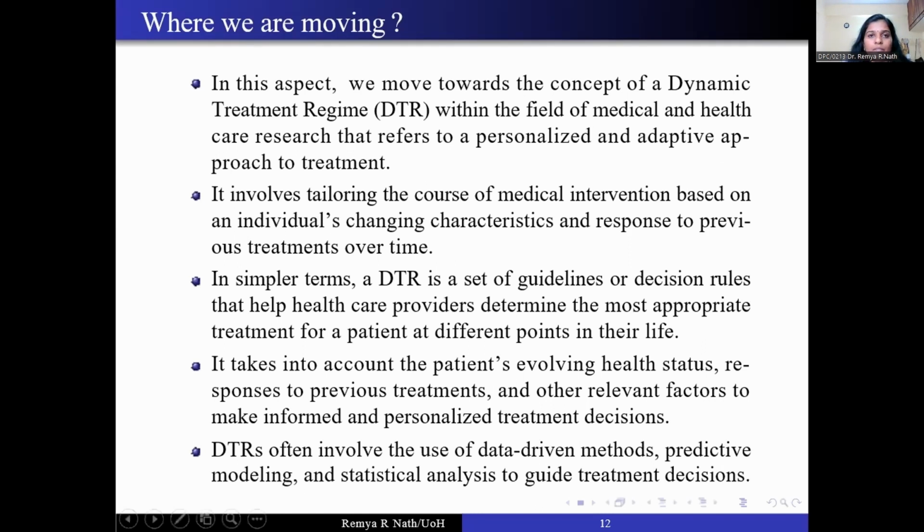In simpler terms, a DTR is a set of guidelines or decision rules that help healthcare providers determine the most appropriate treatment for a patient at different points in their life. It takes into account the patient's evolving health status, responses to previous treatments, and other relevant factors to make informed and personalized treatment decisions. DTRs often involve the use of data-driven methods, predictive modeling, and statistical analysis to guide treatment decisions.